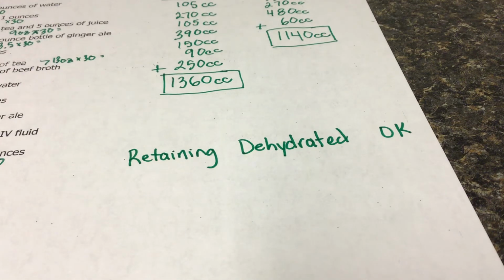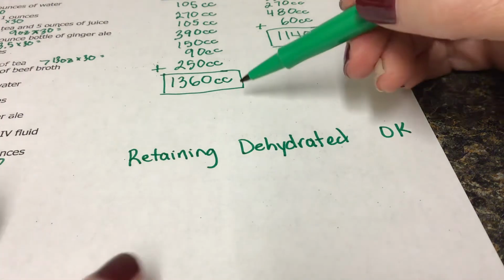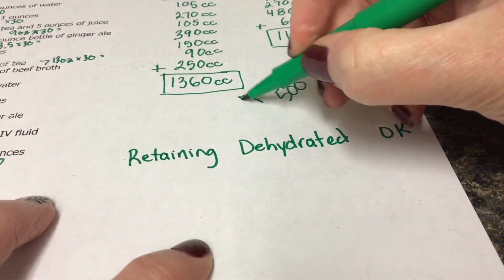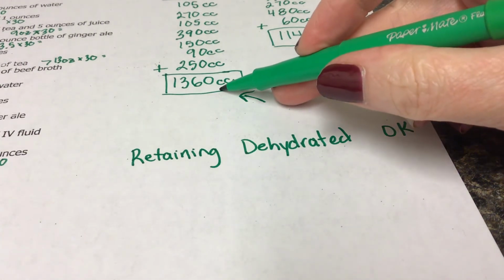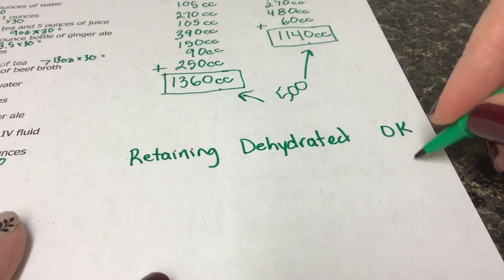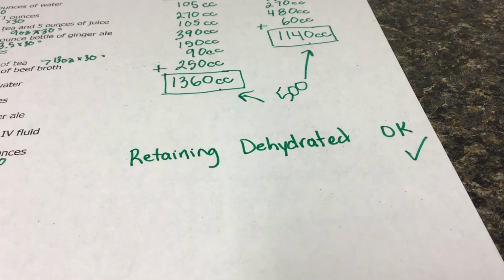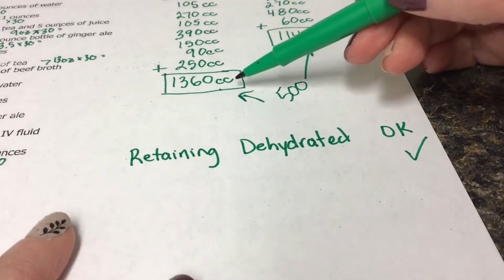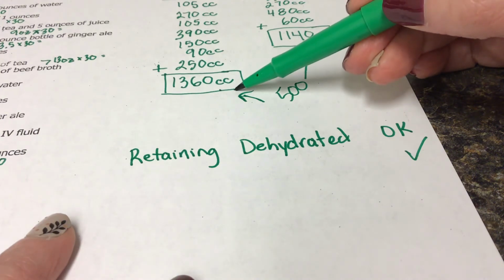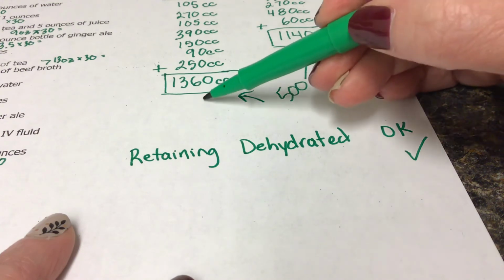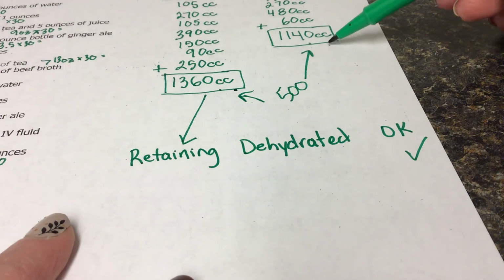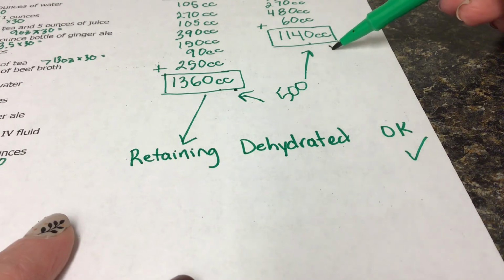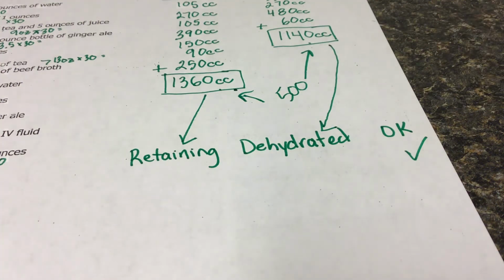In the medical field, 500 cc's seems to be the magic number. If these two vary by more than 500, there's something wrong. So if I take 1360 minus 1140, I know that my patient is okay because there's not a difference of more than 500. Now, if we were more than 500 heavy on the intake, that would be that they were retaining fluid. If we were heavy on the output by more than 500, that's when we would say that they would be dehydrated.